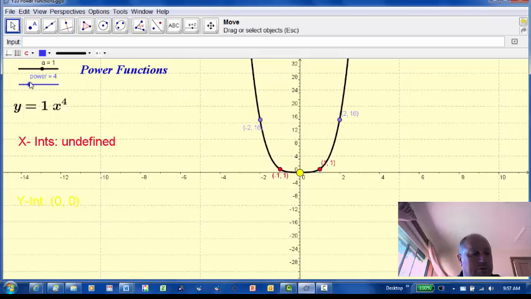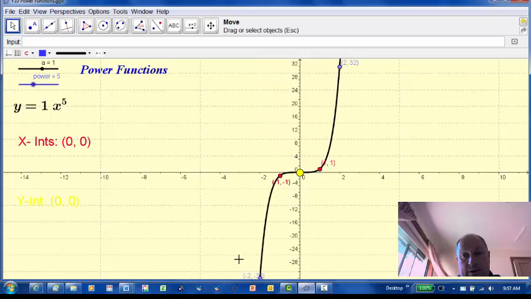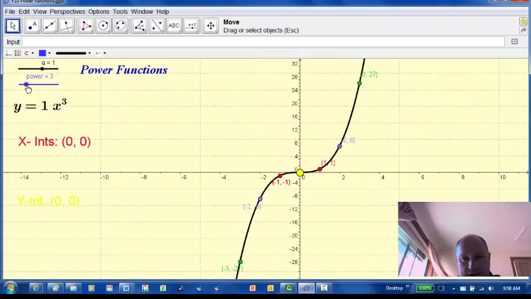So what would we predict if we had x to the power 5? Now we see that we can go back to the shape going from bottom left to top right, very similar to that cube one, but once again a lot steeper. But in between negative 1 and positive 1, it's a lot flatter than what x cubed was. I'll just go back to x cubed, and you can see that it's not as flat as that x to the power 5.